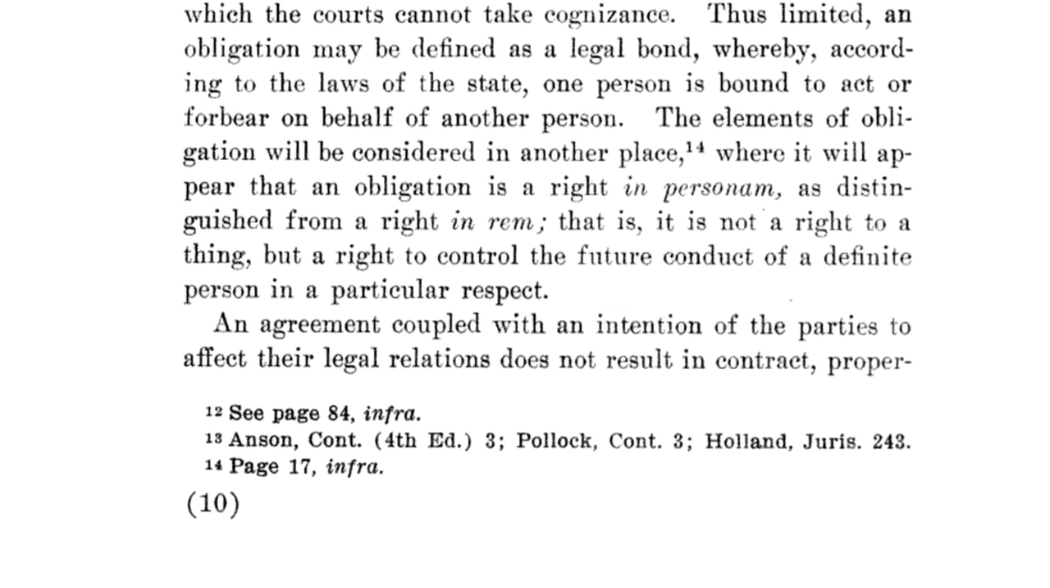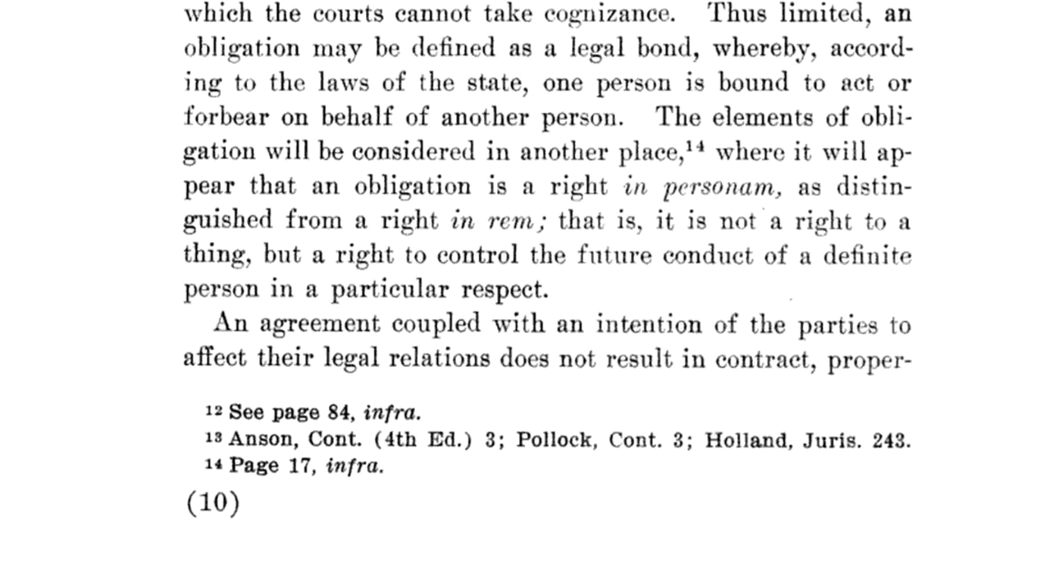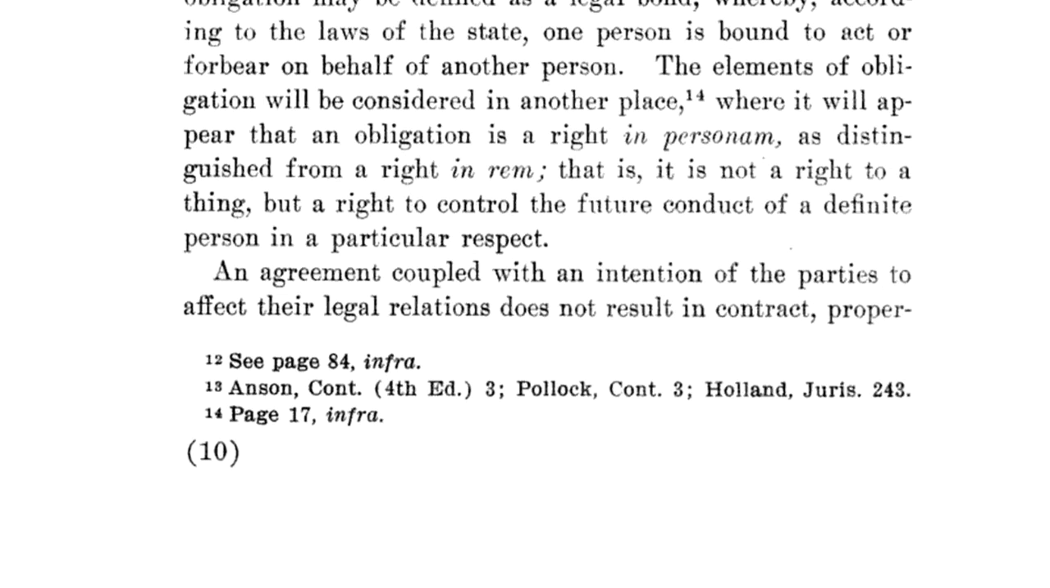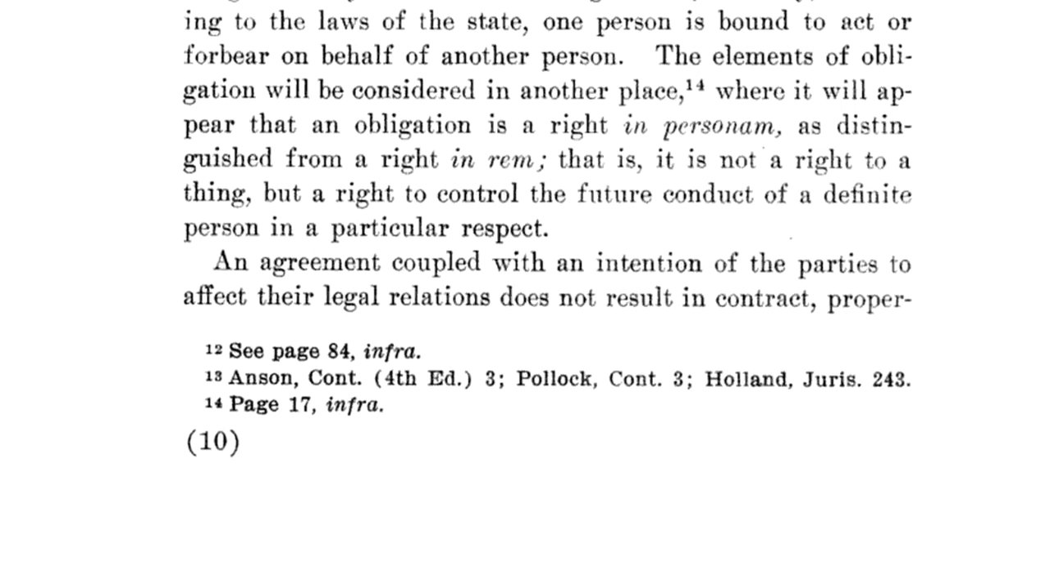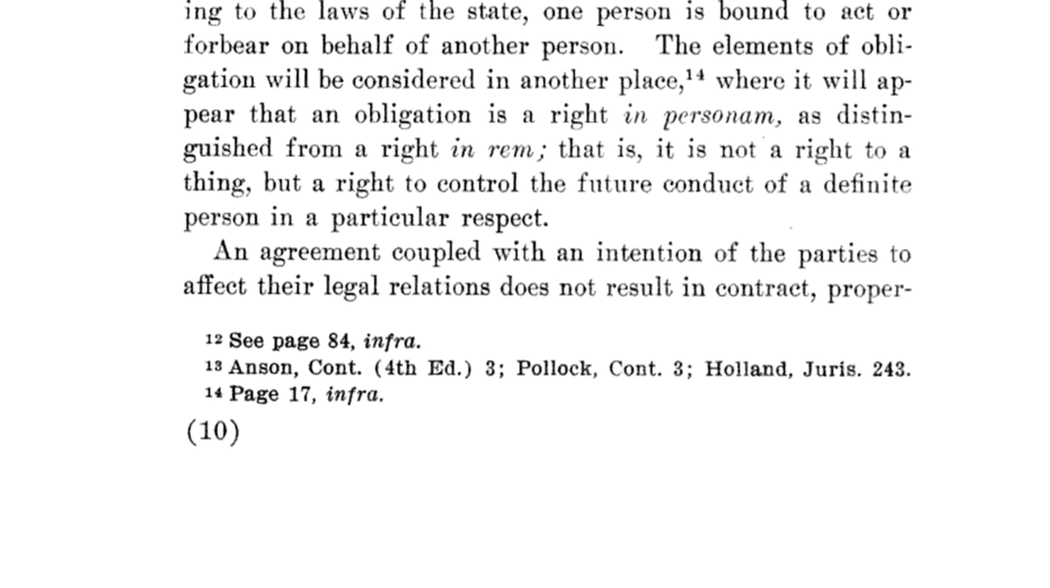An obligation may be defined as a legal bond, whereby, according to the law of the state, one person is bound to act or forbear on behalf of another person. Is that not what's going on with the child support agency? Are they not trying to have one person act on behalf of the other person?